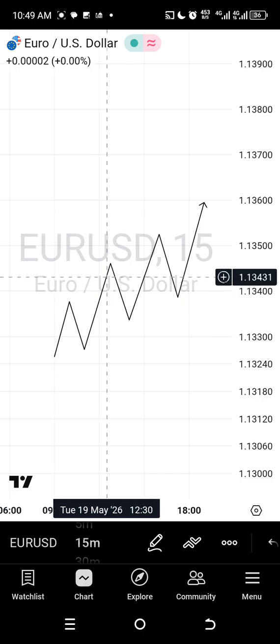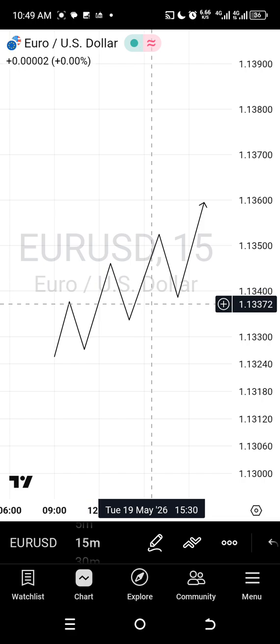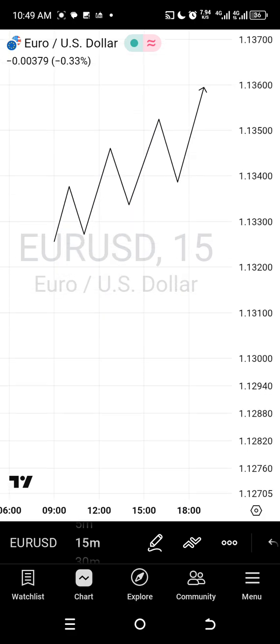When I say higher highs and higher lows, it simply means that the market pushes higher than the previous high. This is the previous high, and it pushes higher, and then it makes a pullback, or we call it a retracement. This is for a bullish market structure. The reverse is for a bearish structure.